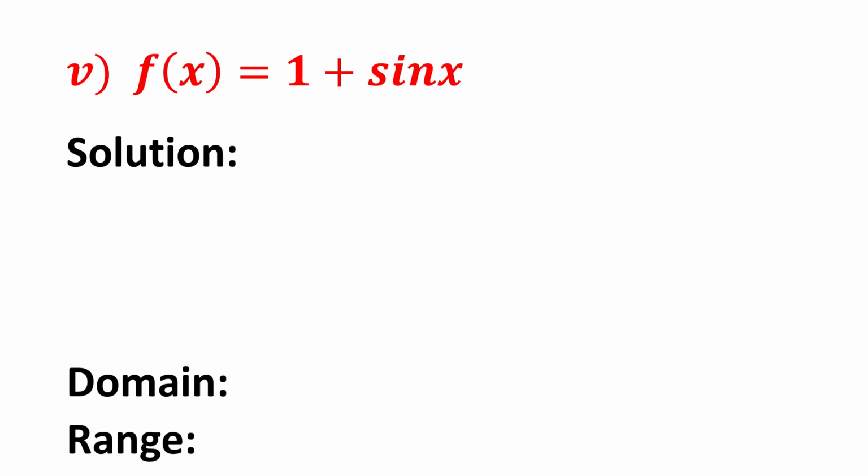The function is 1 plus sine x. We should know the domain and range of this sine x function. Since the sine function is defined for all real numbers, means whatever the value of x, there is an answer for y. So, the domain will be the set of all real numbers. For range, we know that the range of the sine function lies between negative 1 to 1. Both negative 1 and 1 are also included.